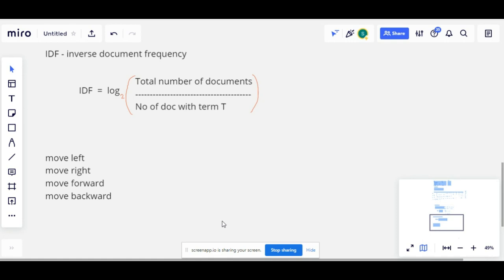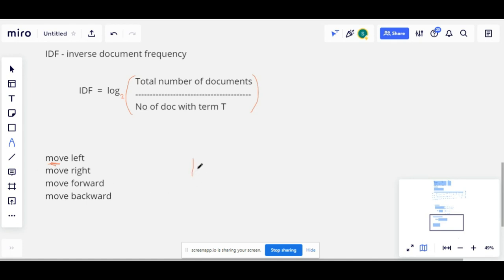There can similarly be a lot of other commands which we can use to train a particular robot. Now, in these four documents, every document has a common word, which is move. Let's calculate the IDF for this particular token, move.